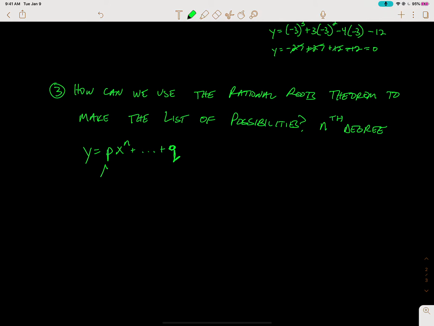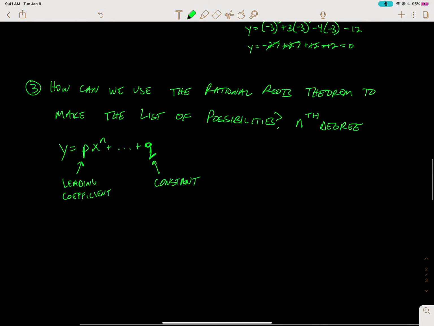So this is our leading coefficient. Remember that the numbers in front of x that we multiply by are called coefficients. The leading one is the big dog. It's the coefficient for the highest power of x. And then the last one that doesn't have an x, where it's just a number, that's called the constant term. So that's what we're really focusing on here.